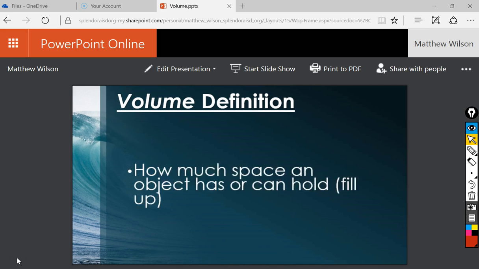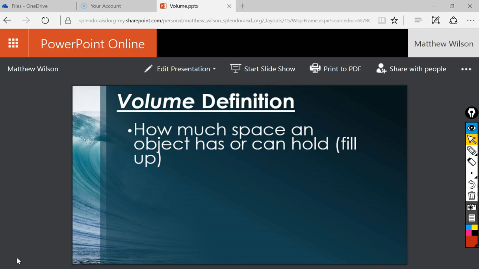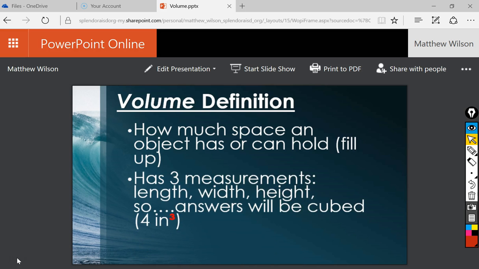So here's the definition: how much space an object has or can hold, and in parentheses, fill up. So if a bucket could hold 3 cubic meters of water, that's its volume, because you could fill it up with that much water. And volume has 3 measurements: length, width, and height. So answers will always be cubed, and that's this number right here.